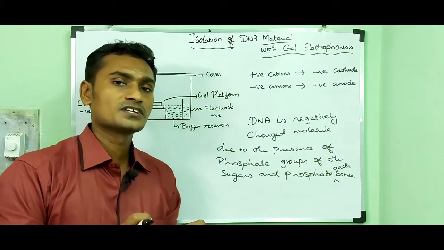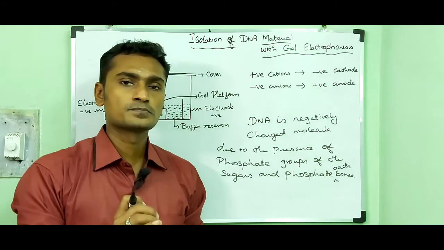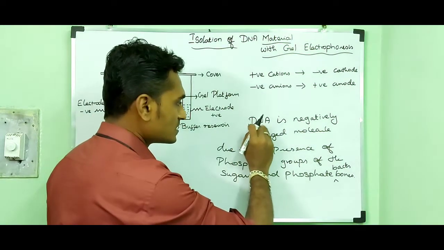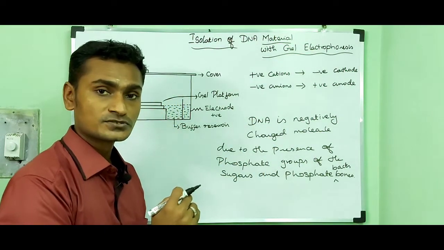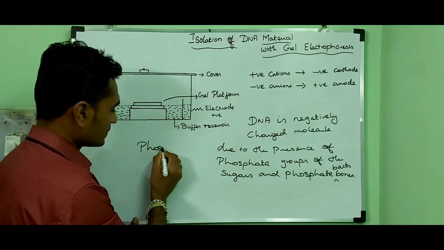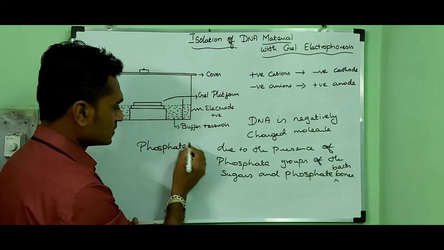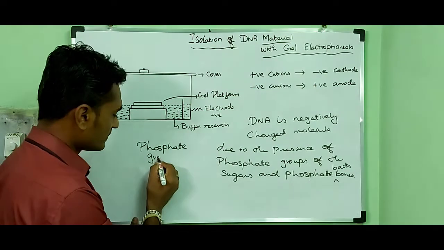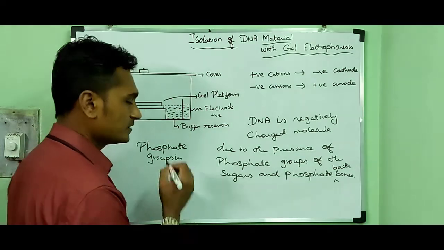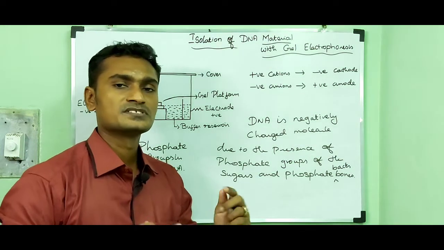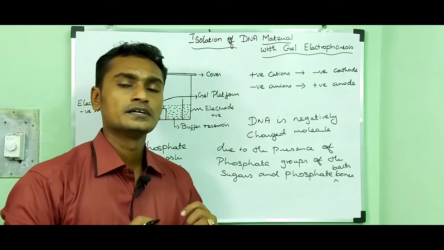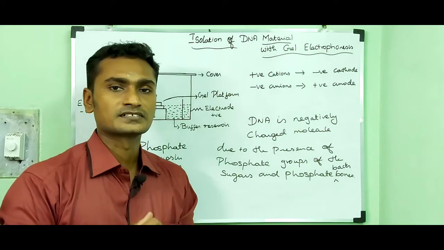Then the movement of DNA will be directly proportional to the phosphate groups in it. The movement of DNA will be directly proportional to the number of phosphate groups in DNA. Then there are two types of gel electrophoresis: Agarose gel electrophoresis and Polyacrylamide gel electrophoresis.